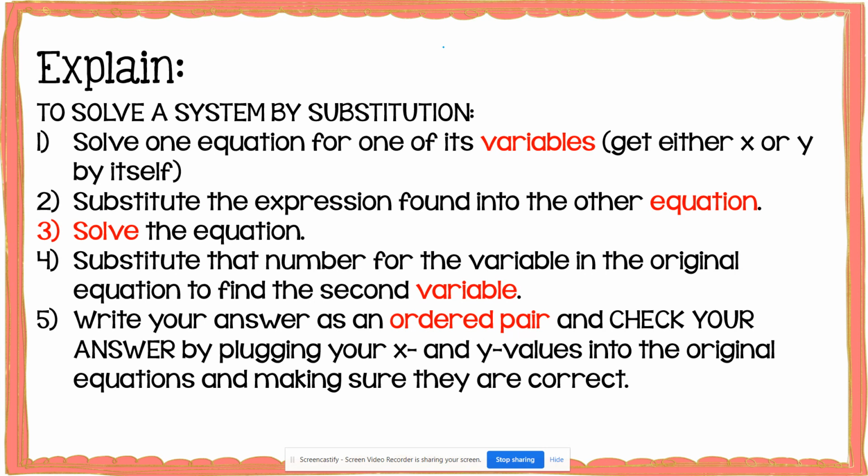Once you have the value of both variables, you would write your answer as an ordered pair. You do always want to check your answer by plugging your x and y values into both of the original equations to make sure that they are correct. It is very important when you check your answer to make sure that you check it with both equations and not just one. If you check with just one equation, chances are that if you made a mistake with an equation, it will check out in one of the equations but not the other.